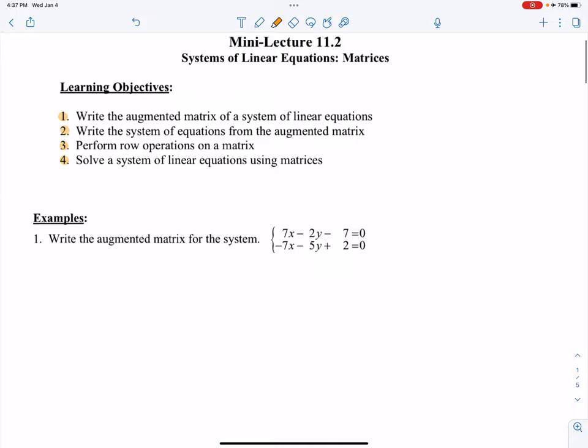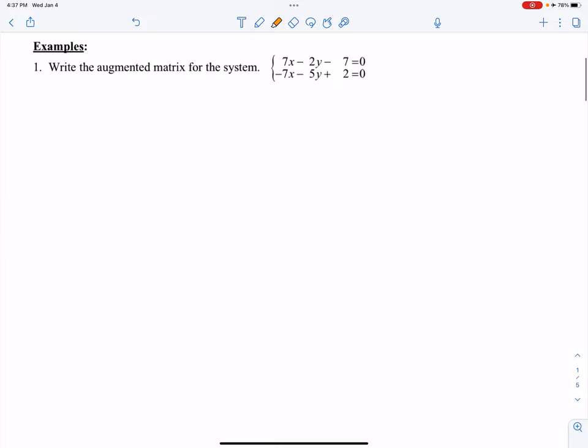I actually prefer working in matrices when we're solving, and it was really difficult for me to switch back to just solving it without a matrix for the last lecture. So I'm really happy to be working in a matrix again.